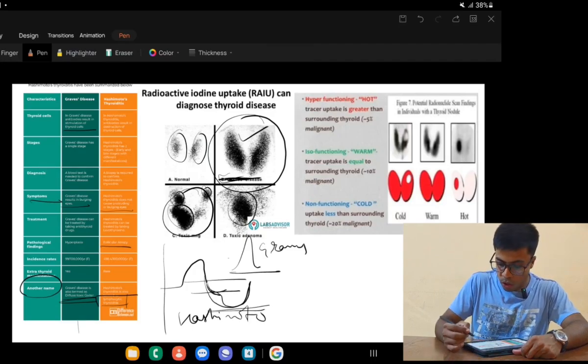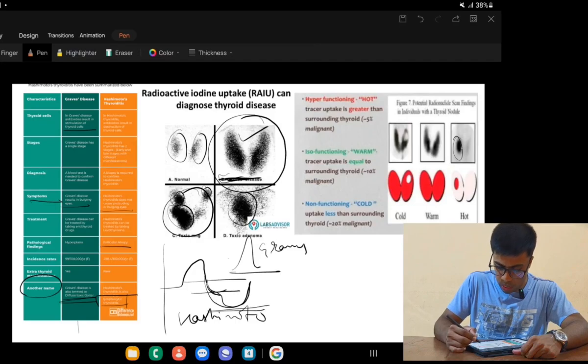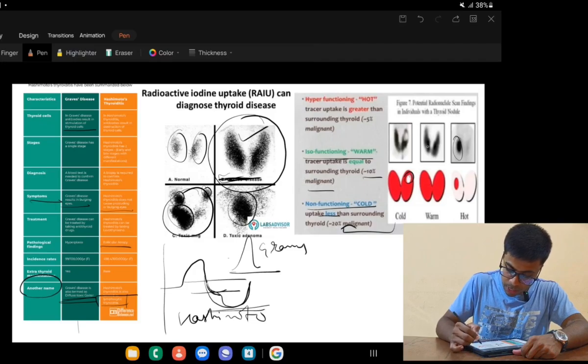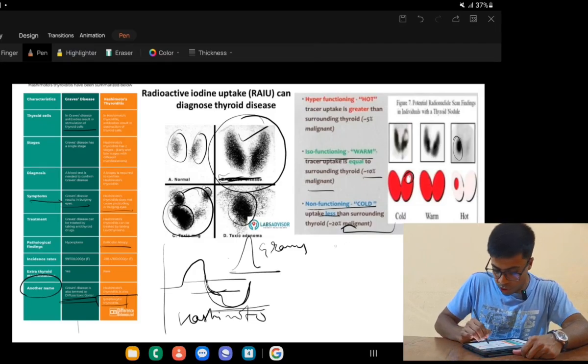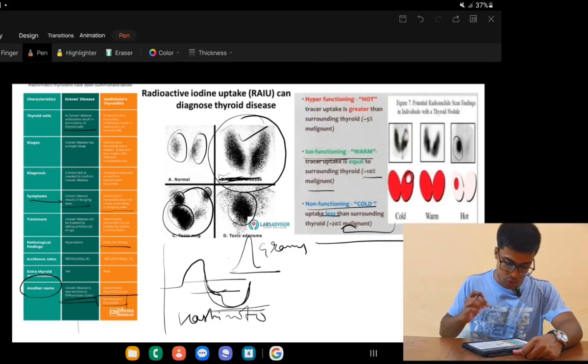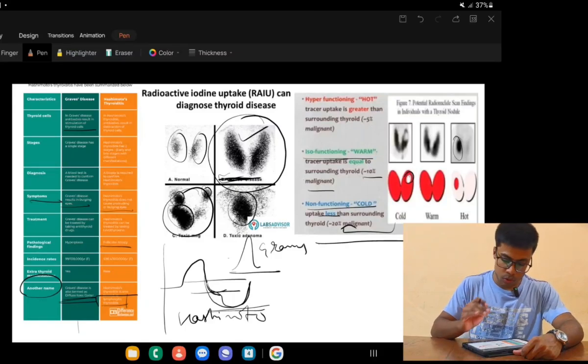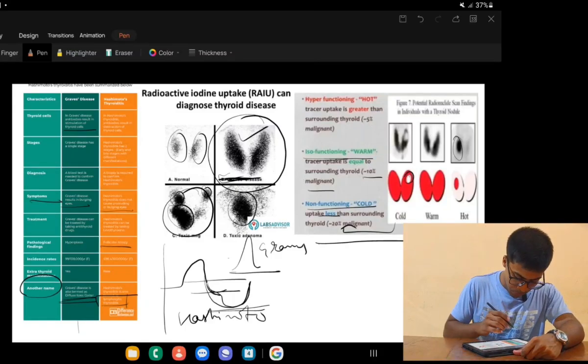Hyperfunctioning or hot nodules look like this, and they are about 10% malignant. Isofunctioning, warm, and cold nodules have uptake that is less than the surrounding thyroid. Malignant is the cold one, this is the warm one, and this is the hot one. You should know these basics before going to the exam, because basic questions are asked, and in the January exam also, questions related to this were asked.